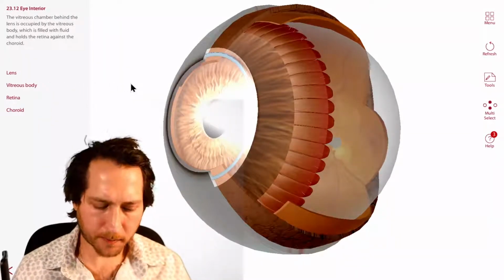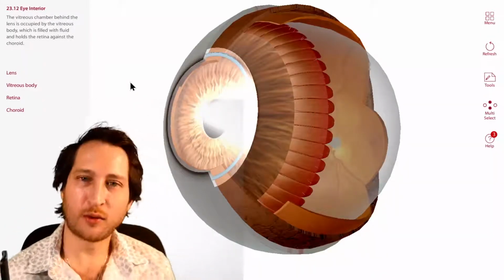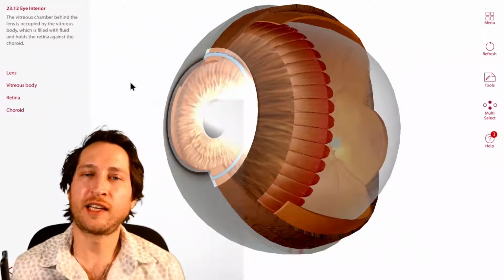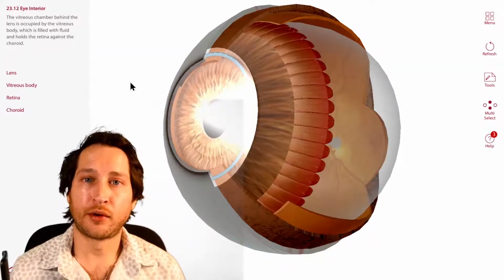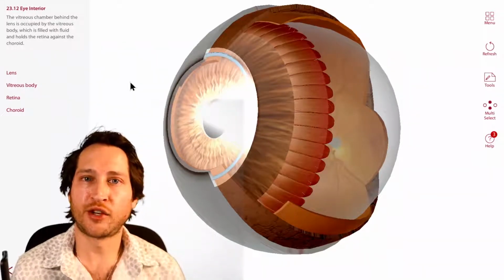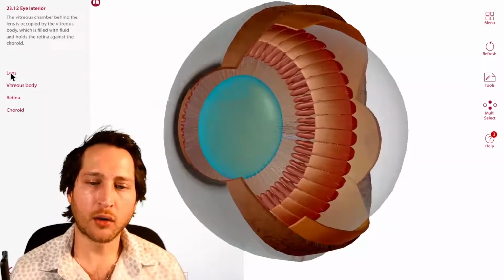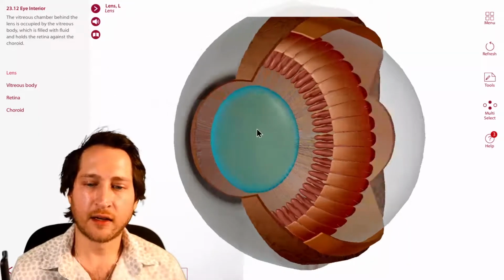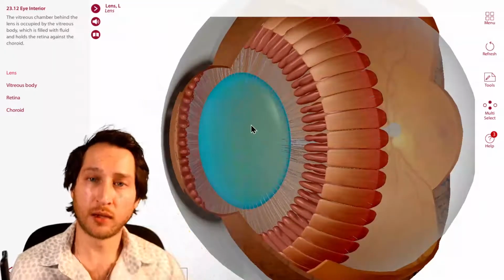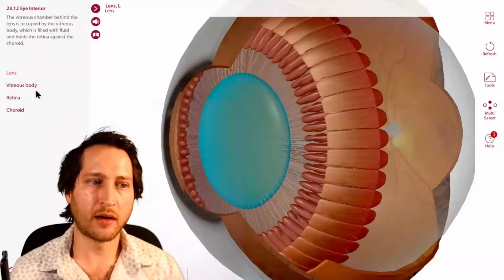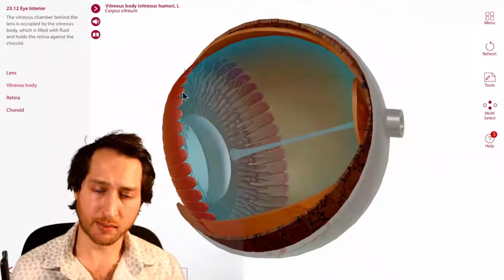Now, the eye interior, you can think of it as the window to the function of the eye, right? The eye's main function is to take in visual information from the world, sense that with those receptors, and then transduce or transmit that information to the visual processing areas. So let's start with the lens. I said that that's the elastic structure that's going to change size and shape to focus and refract light onto the retina. Now, behind or posterior to the lens is what's called the vitreous body.